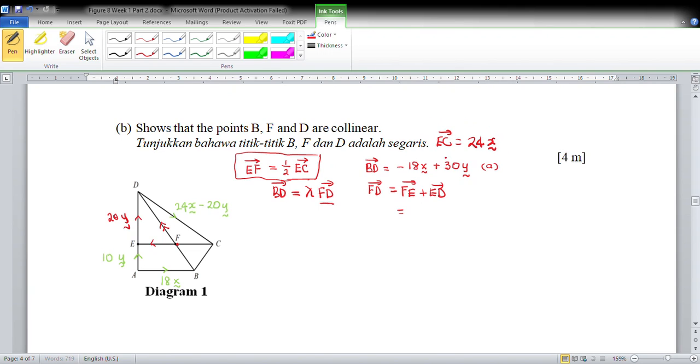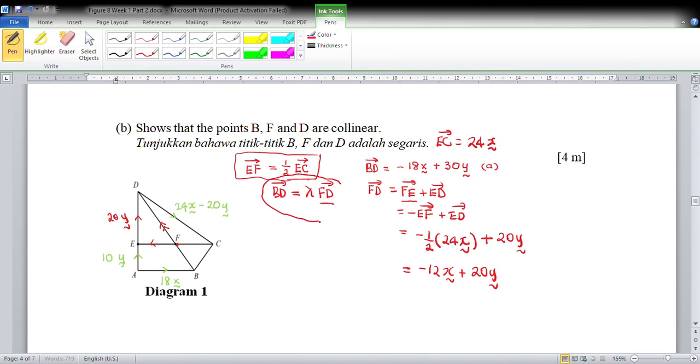So this is from part A. Now EF is half of EC. But this is not EF, this is FE, which means it's negative EF, a different direction. And then you have ED. So negative EF means negative half of EC, and EC is 24x. And what is my ED? From the diagram you can see it's 21. Once I simplify, I will get negative 12x plus 20y.